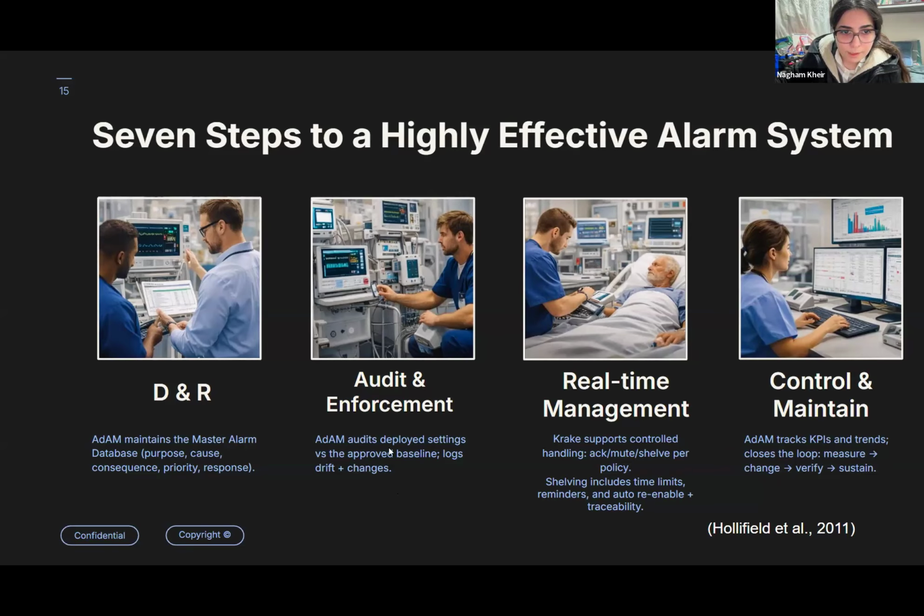Step 5 is audit and enforcement. The goal is to prevent drift because alarm systems decay over time if changes aren't controlled. And this is one of the things that is crucial and regulatory bodies usually check. Krake supports this by verifying its local behavior matches the approved profile, using versioning, configuration hashes, and audit timestamps.